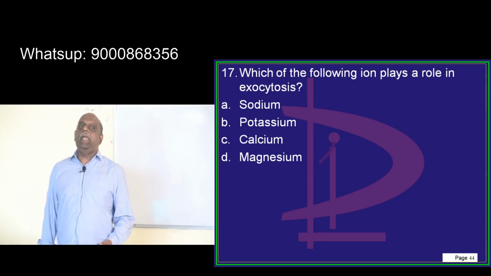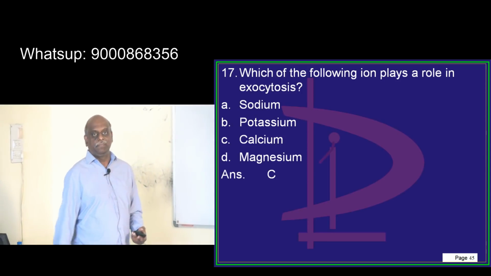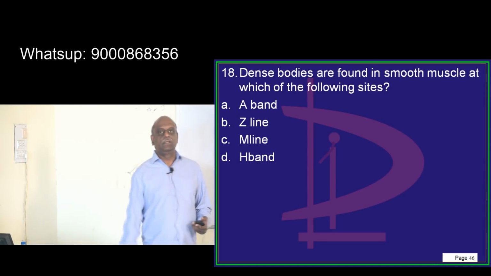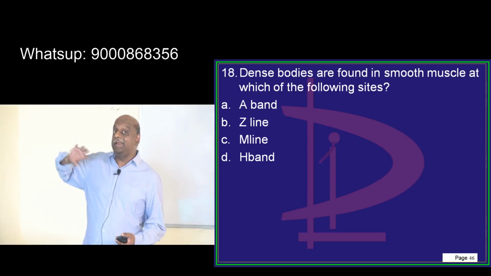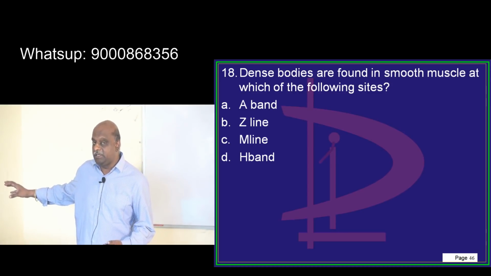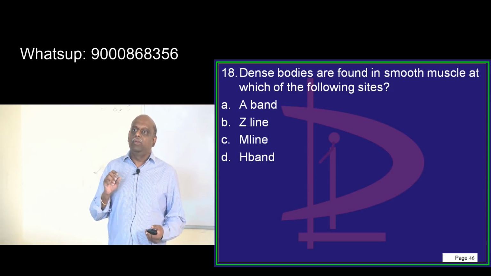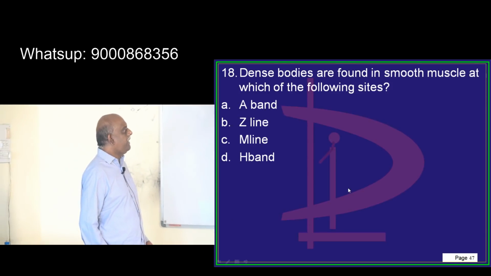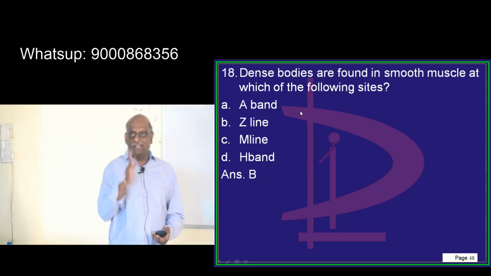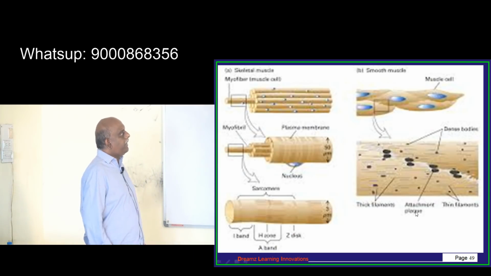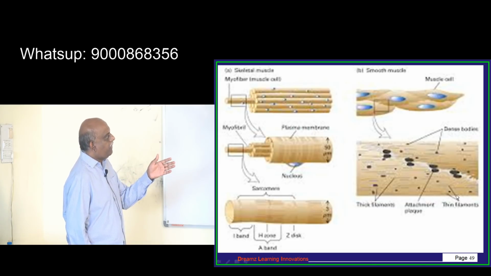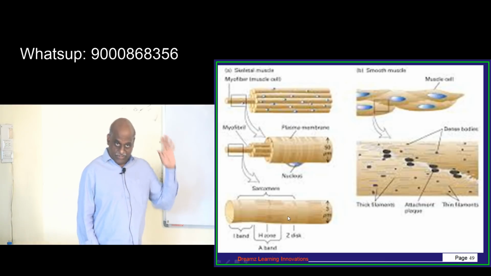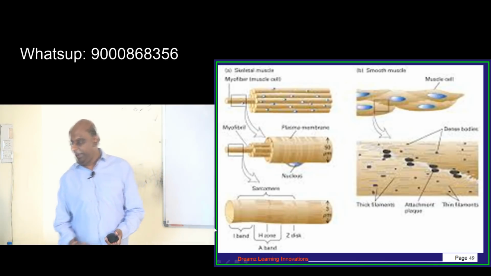Which ion plays a role in exocytosis? It is calcium. In which location do you find dense bodies? What is the corresponding location in the skeletal muscle where you find the dense bodies in the smooth muscle? It is the place where actin and myosin interact, that is the Z line. The corresponding location in the smooth muscle, where you have the dense bodies, corresponds to the Z line in the skeletal muscle, is what you have to be clear about.